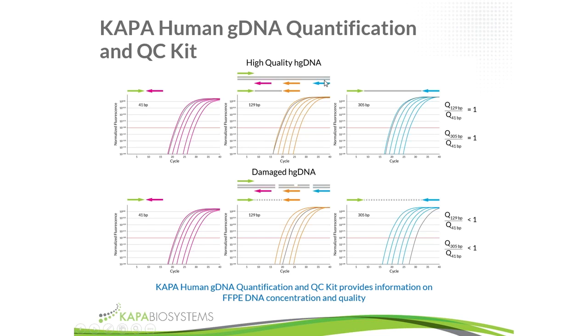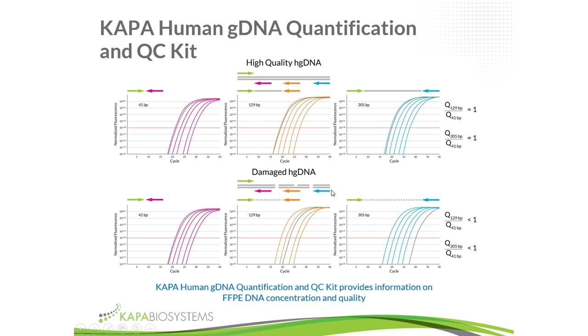And the principle is if you're quantifying high-quality DNA, then the copy number for these 3 primer sets is essentially the same. So if the DNA is not damaged, when you do absolute quantification with the primer set defining the 305 base pair amplicon, the concentration will be very similar to what it is when you use the shorter amplicon. And when you divide these 2 concentrations by one another, you get a ratio of close to 1, and we call this a quality score or a Q ratio.